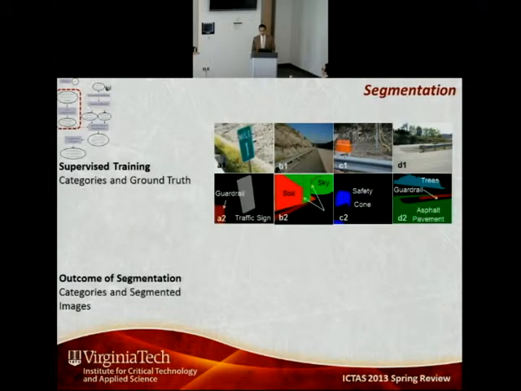Here are some examples of the supervised training. As you can see here, the safety cones, traffic signs, and guardrails are color-coded, and the ground truth is generated based on the color codes defined for each of them.